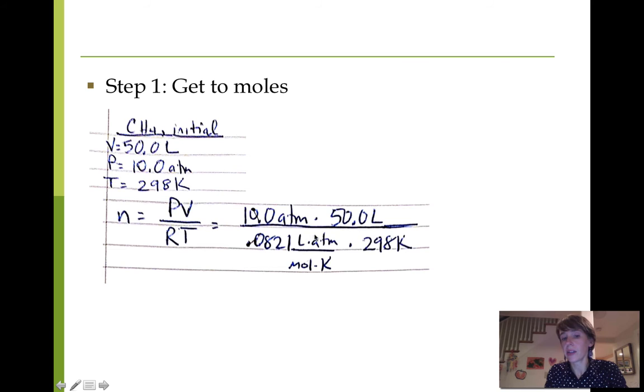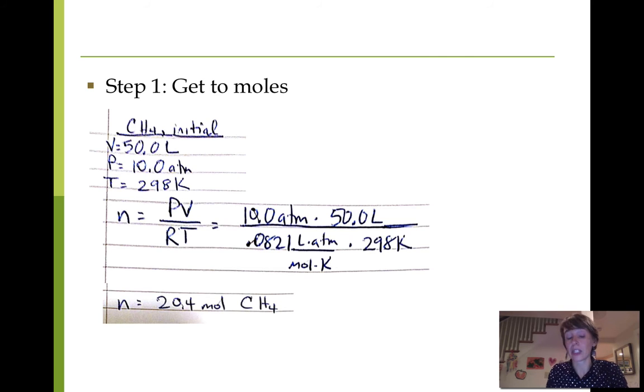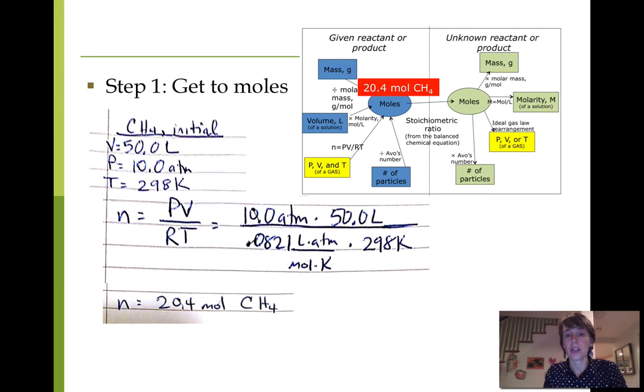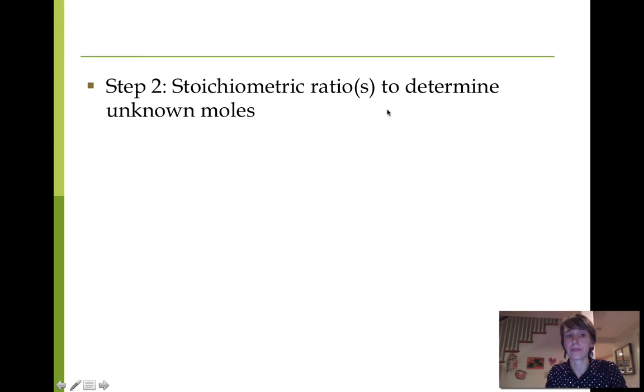And you should see here that all these liters, atmospheres, and kelvins are canceling. And when we complete the calculation, we end up with 20.4 moles of methane. So we have now moved from the yellow box to the blue box here. We have 20.4 moles of methane.